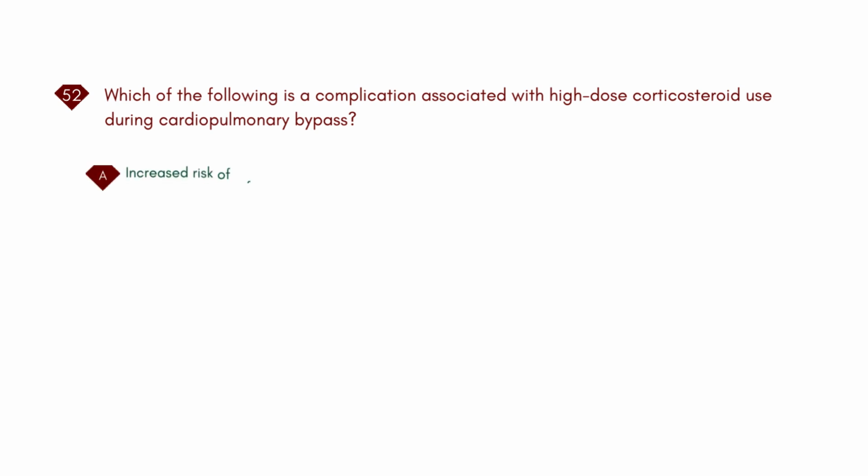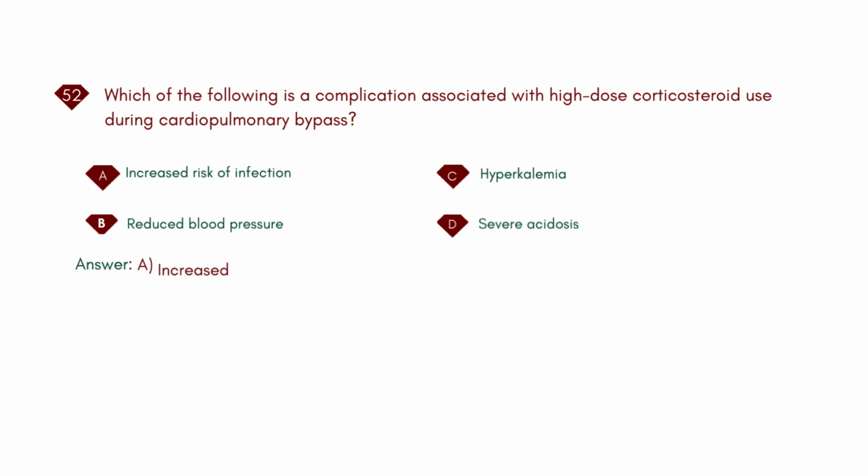Which of the following is a complication associated with high-dose corticosteroid use during cardiopulmonary bypass? A. Increased risk of infection. B. Reduced blood pressure. C. Hyperkalemia. D. Severe acidosis. Answer: A.